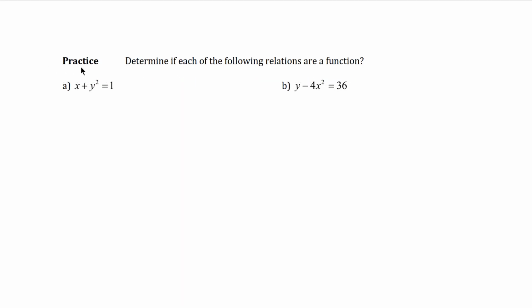Next, we have a practice problem for you to try. Determine if each of the following relations are a function. For part A, we have the equation x plus y squared equals 1. For part B, we have the equation y minus 4x squared equals 36. Alright, so go ahead and pause the video, try out this problem, and then check back with the video to see the solutions.